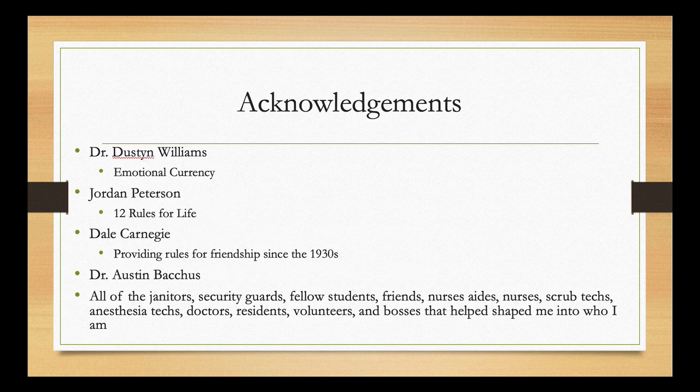Just a few acknowledgments before we get started. The first of which would be Dr. Dustin Williams, a name that might look familiar to you. He's the physician that runs the online MedEd website. He was the first person to introduce to me the analogy of emotional currency, and it was something that I felt like I was already applying, but it makes for a good description. Jordan Peterson is an author of a book called 12 Rules for Life. We'll talk about how he emphasized the need to establish your posture like that of a lobster. Dale Carnegie, the author of a very famous book called How to Win Friends and Influence People, who's been providing rules for friendship since the 1930s.